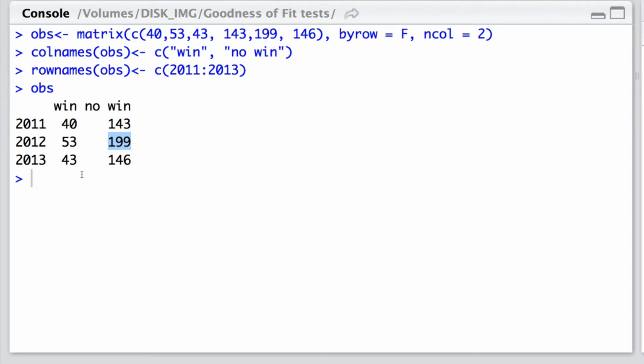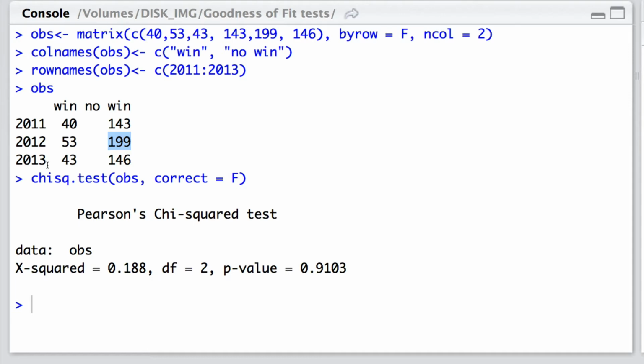We can ask this question by conducting a chi-squared test of independence of this form of classification versus this form. So let's do that to begin with. There's the chi-squared test, and I'm actually not going to go for Yates continuity correction because it really doesn't have very much effect when we're dealing with numbers of this size.